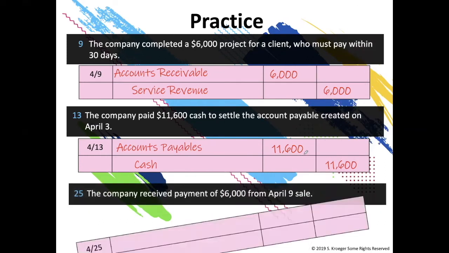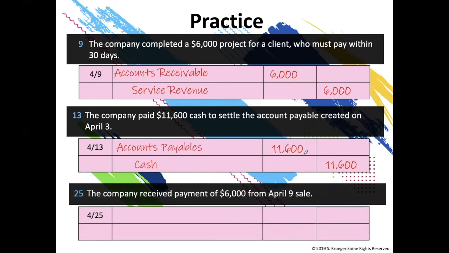The next transaction happened on the 25th. The company received a payment of $6,000 from the April 9th sale. The April 9th sale is right here at the top of the screen. On the 9th, we made a sale, and they're going to pay us later, and now it's later, and we're going to get paid. We are receiving cash, and why are we receiving cash? It's because someone owed us money. We are getting cash, and if we get cash, is that a debit or a credit? That would be a debit. Remember, cash increases as a debit.